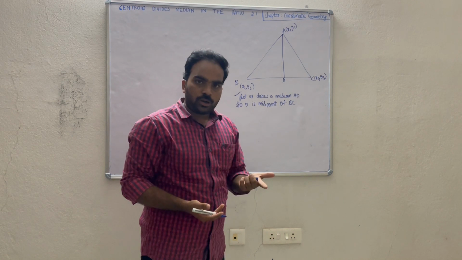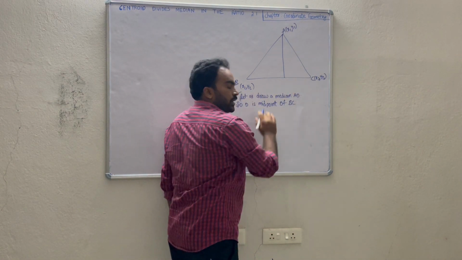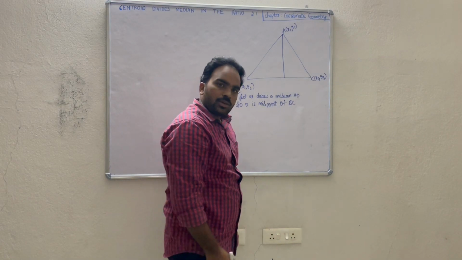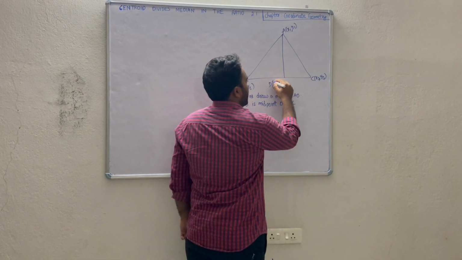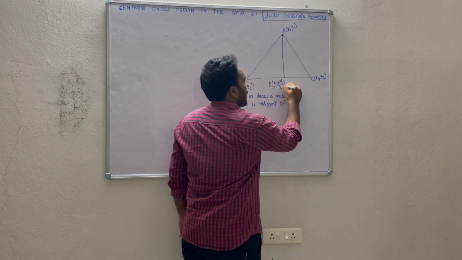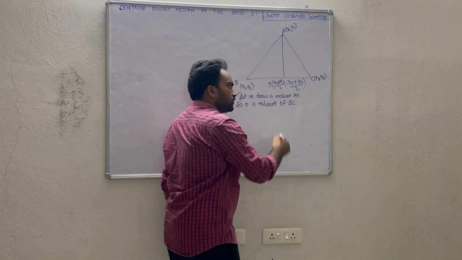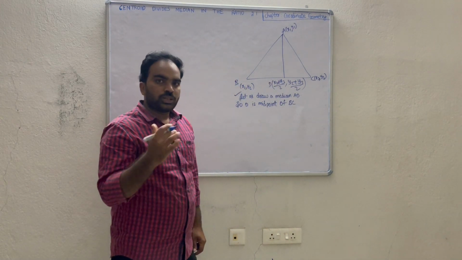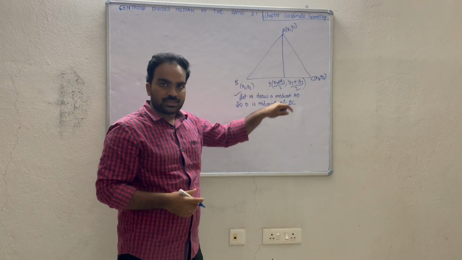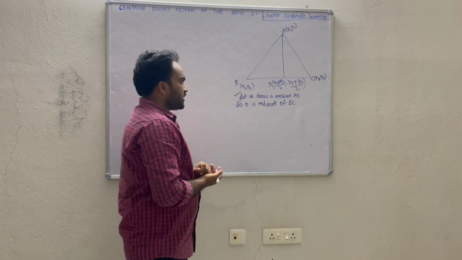So we know the midpoint formula, right? What is the midpoint formula? That is (x1 plus x2 by 2, y1 plus y2 by 2). So the point D will be (x2 plus x3 by 2, y2 plus y3 by 2). After substituting, we get the point D like this. That is the first prerequisite we need.